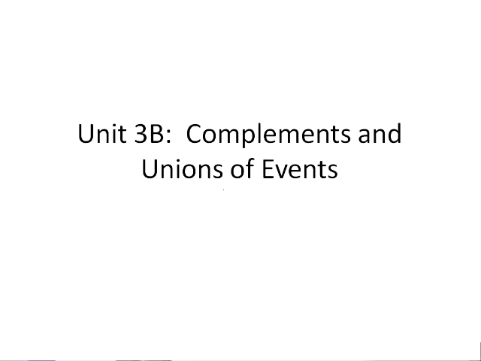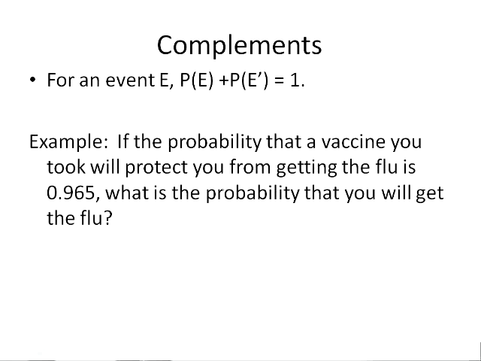The topic of this video is from Unit 3B on complements and unions of events. For any event E, the probability of the event E plus the probability of its complement has to equal a total of 1. All right, for example, let's suppose that there is a 20% chance of rain.